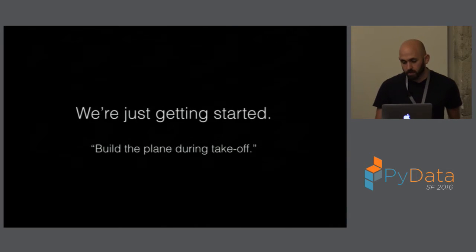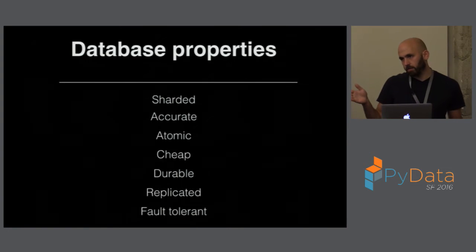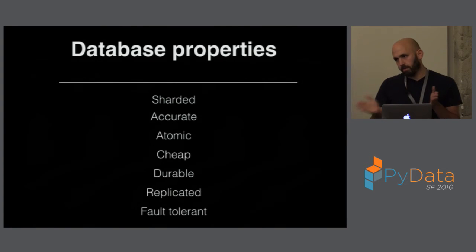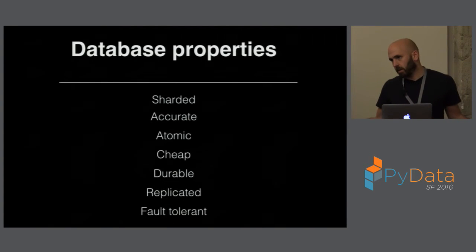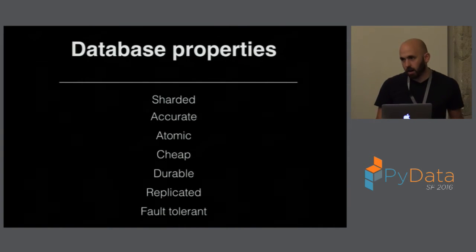Just a very quick overview of what's important for a database. This is from the engineering side, but they're pretty basic concepts. Sharded refers to whether you can divide your database up into lots of shards. If you can't shard it, then you need one giant machine rather than lots of small machines. Lots of small machines is way cheaper.